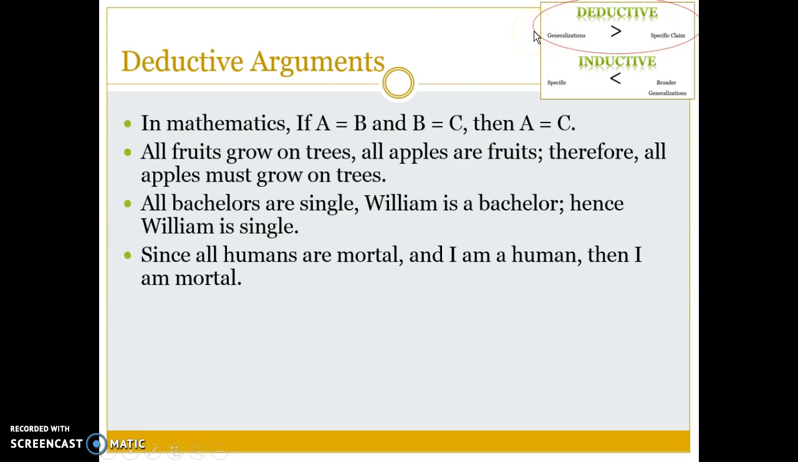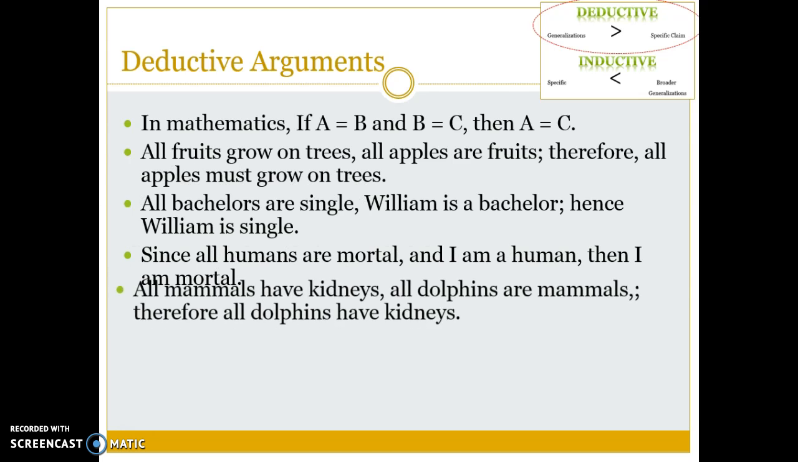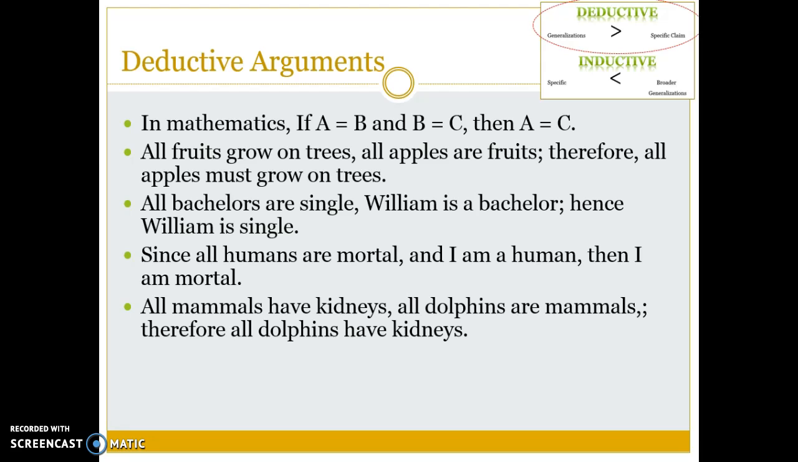Fourth one: since all humans are mortal and I am human, then I am mortal. It seems pretty easy, right? All mammals have kidneys. All dolphins are mammals. Therefore, all dolphins have kidneys. Does this seem to make sense to you guys? Should we look at one more?